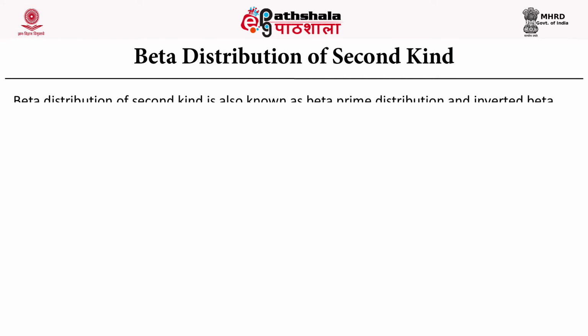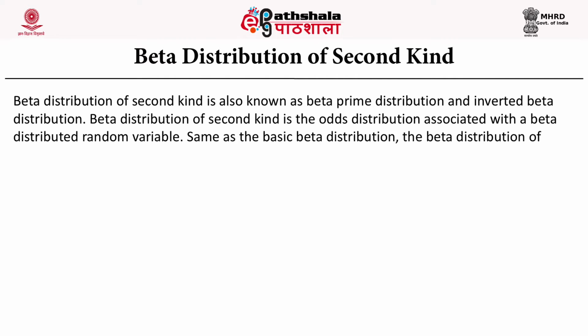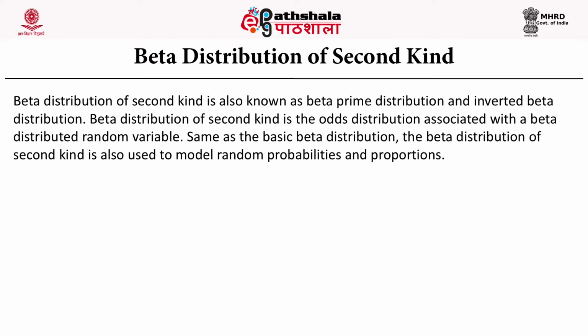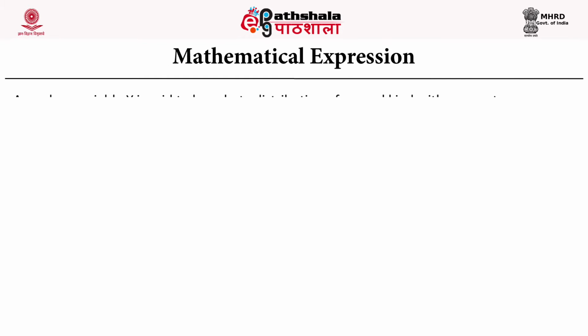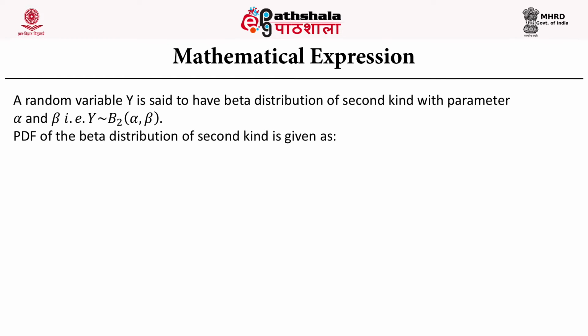So now we'll discuss another type of beta distribution, that is called beta distribution of second kind. Beta distribution of second kind is also known as beta prime distribution and inverted beta distribution. Beta distribution of second kind is the odds distribution associated with a beta distributed random variable. Same as the basic beta distribution, the beta distribution of second kind is also used to model random probabilities and proportions.